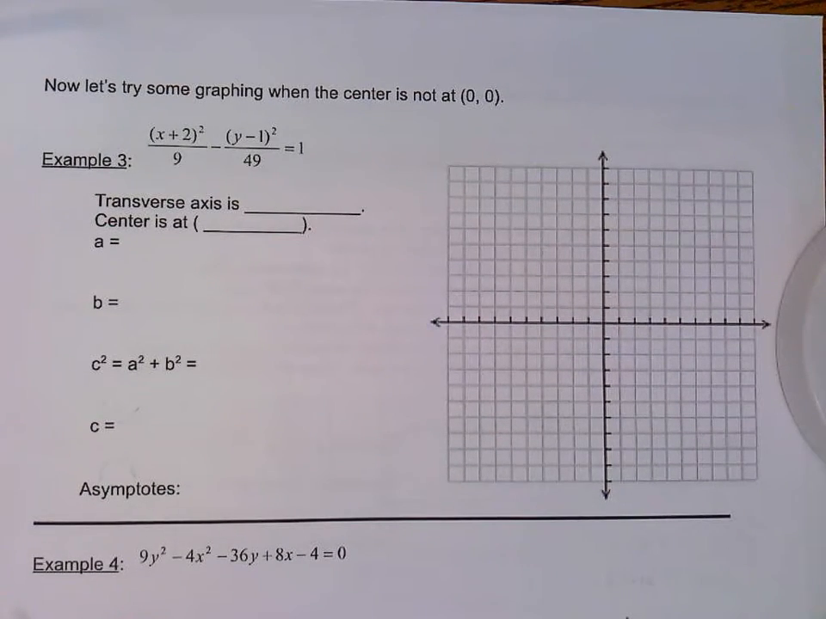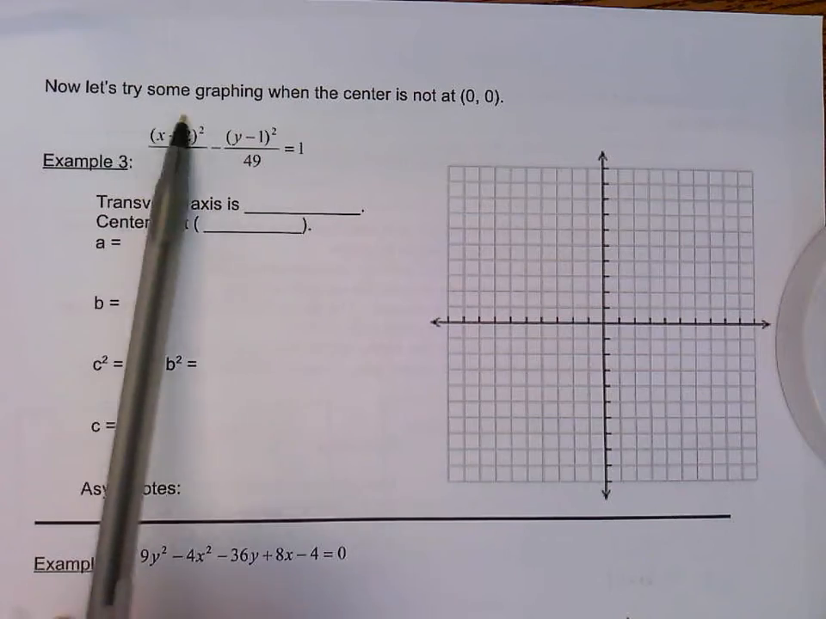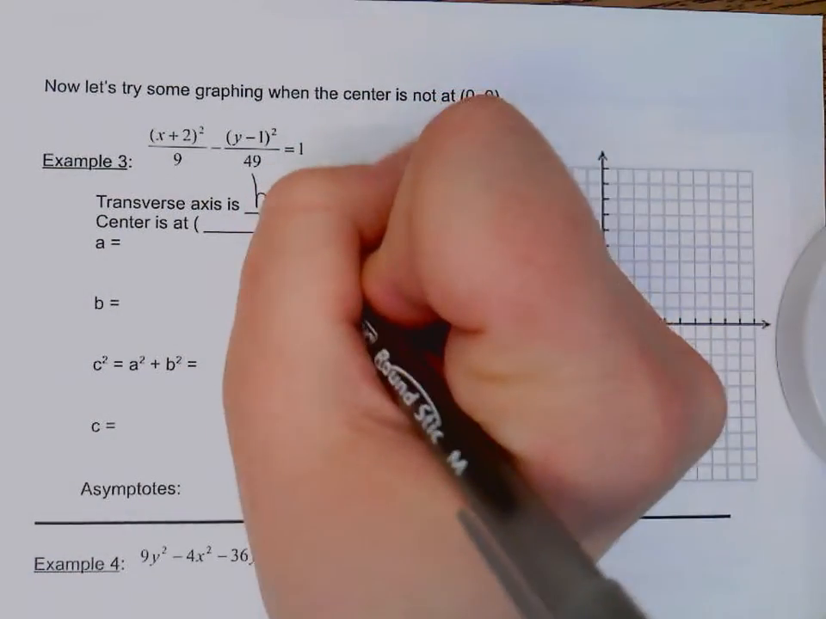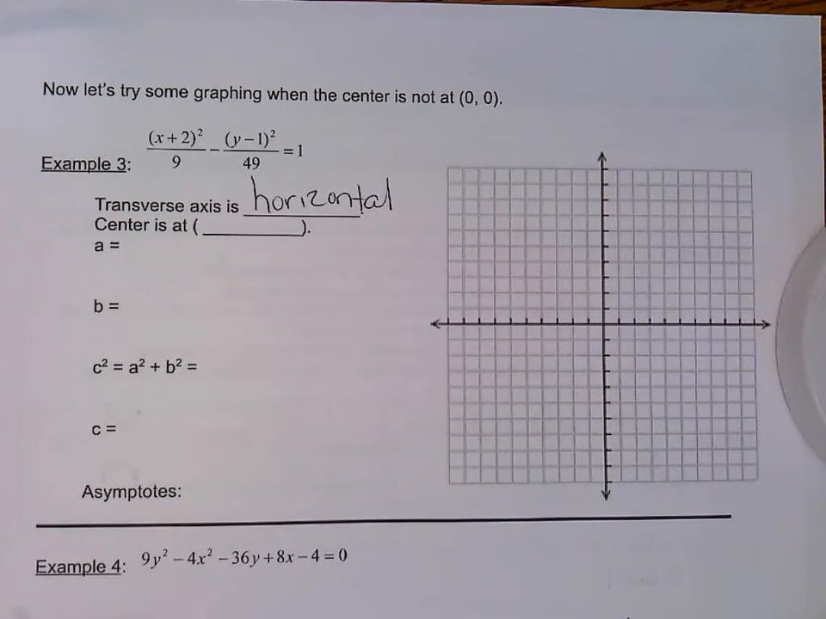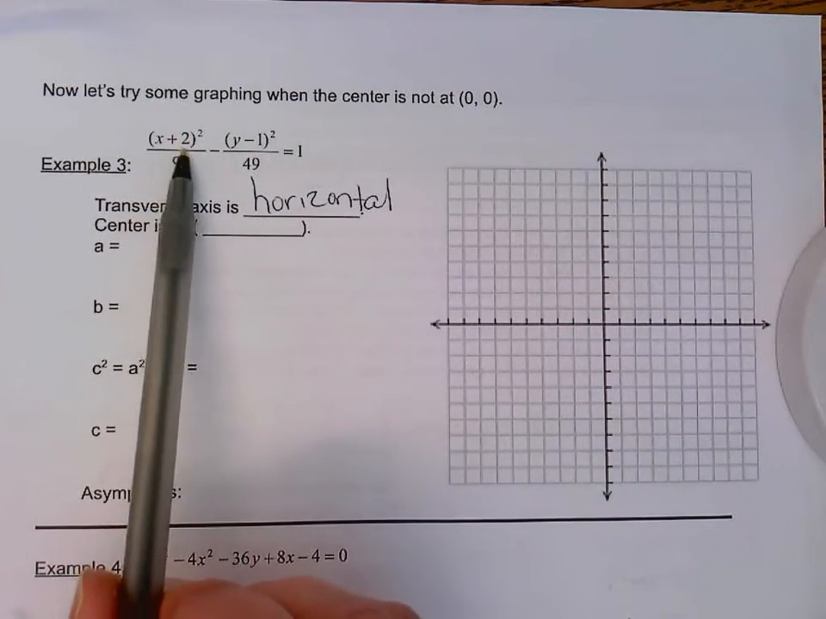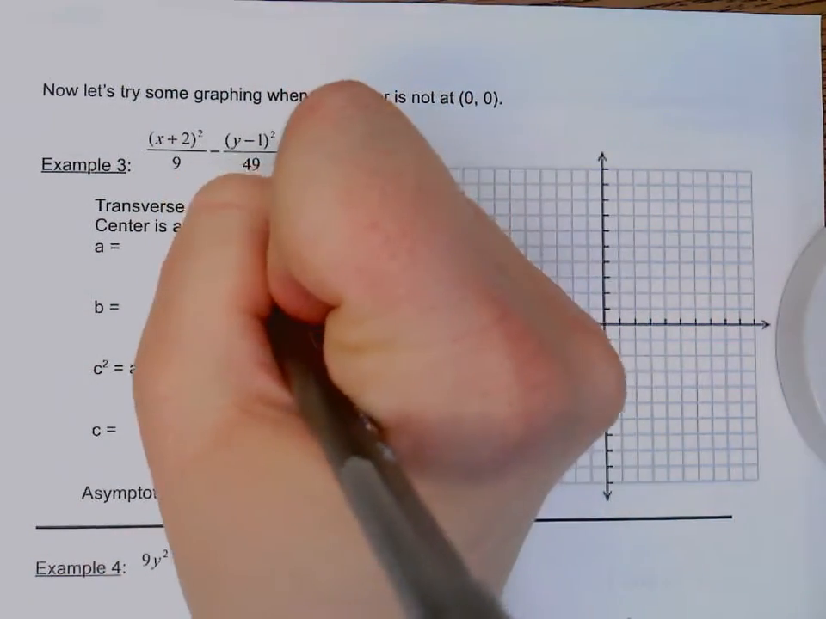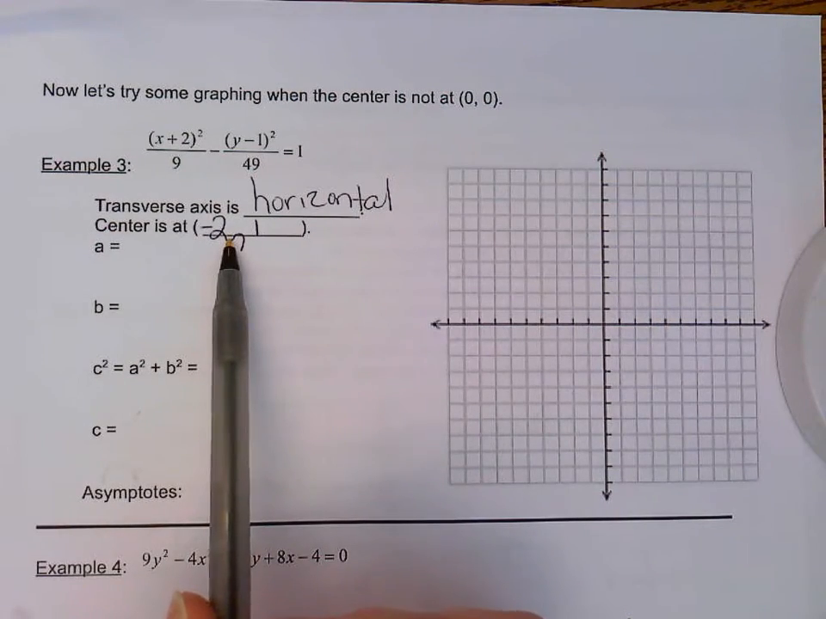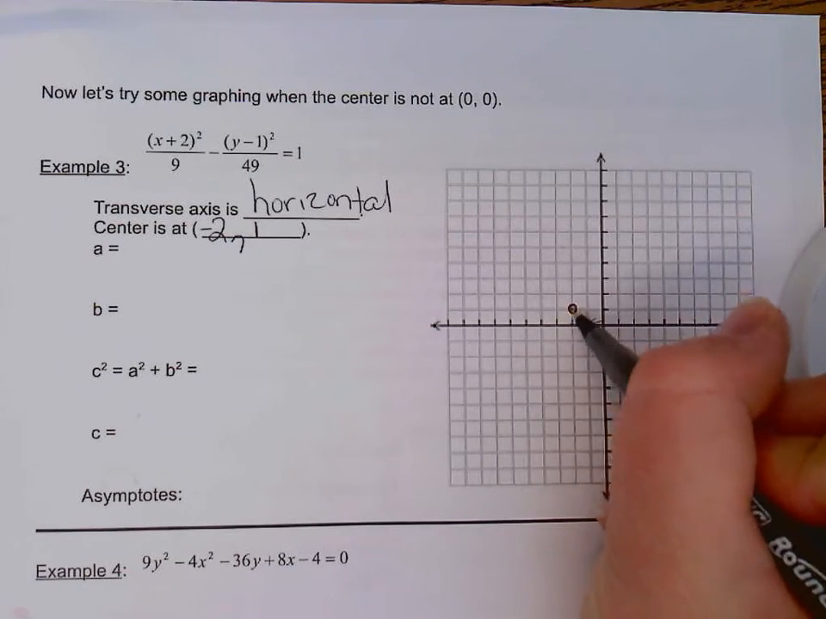So let's see. Let's try some when the center is not at 0, 0. It's not going to change a whole lot. It just changes where the center is, and then you build your box the same way. So this time, whatever comes first tells you the transverse axis, this time is x, so horizontal. And the center, we already know how to find the center, is going to be left 2, up 1. So -2, 1 is the center. So I can go ahead and plot my center, left 2, up 1.